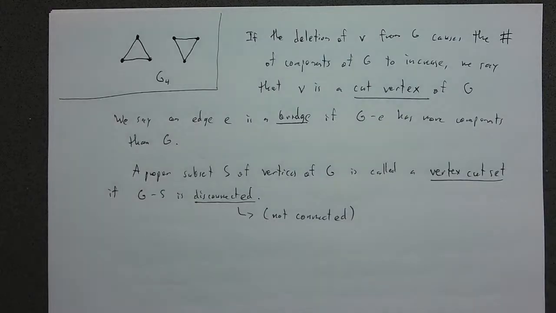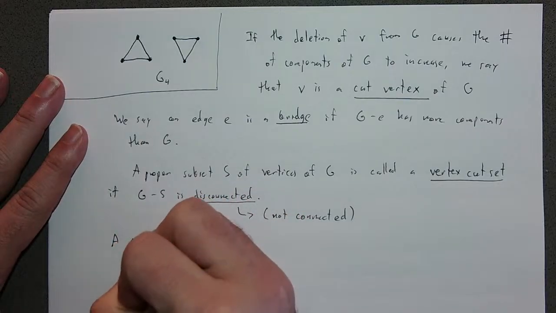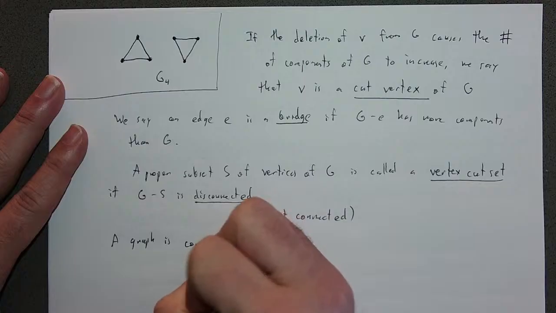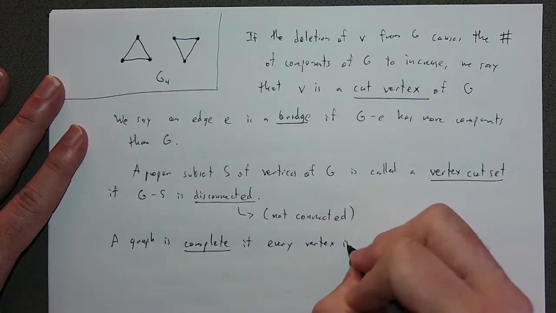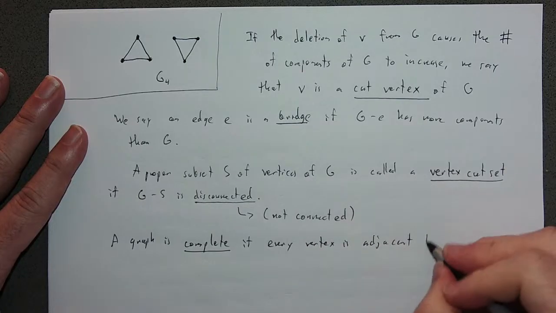Well, what if I had a graph that was so connected that removing a single vertex is not going to disconnect it, so there is no cut vertex? Any single vertex I remove is not going to make it disconnected. What would that graph look like? You might imagine a graph that has the most adjacency, where every single vertex is adjacent to every single other vertex. What would you call a graph like that? We call it a complete graph. So a graph is complete if every vertex is adjacent to every other vertex.